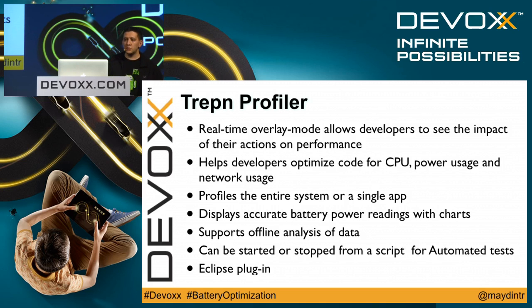Now I want to introduce you to Trepn Profiler. It's developed by Qualcomm. It's an Android APK, and you can profile your Android application with this profiler. You can see some statistical info and charts about your battery consumption. It also supports scripts, so you can use it in automated tests. It also has an Eclipse plugin, so you can profile your app through Eclipse. And they are also developing a plugin for Android Studio, so later you will be able to use it in Android Studio too.